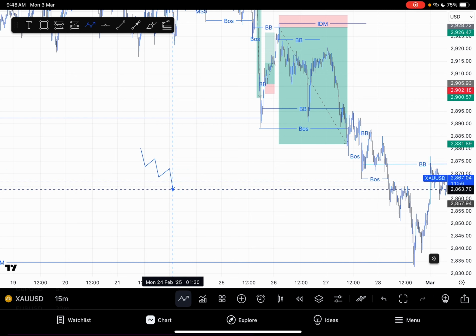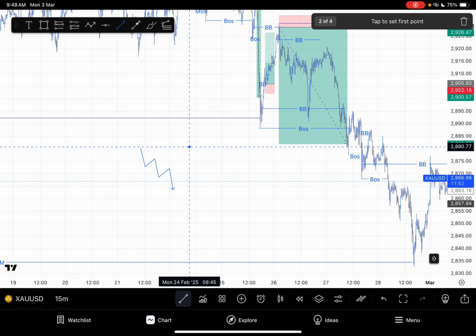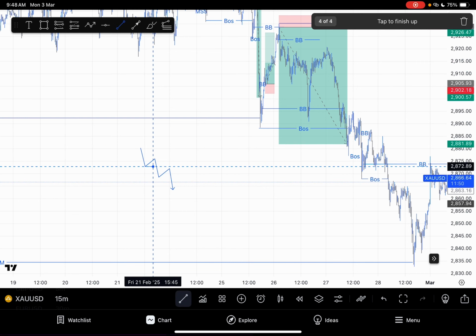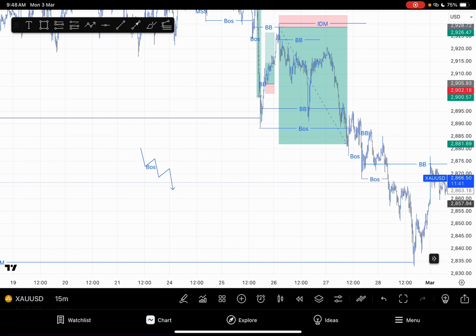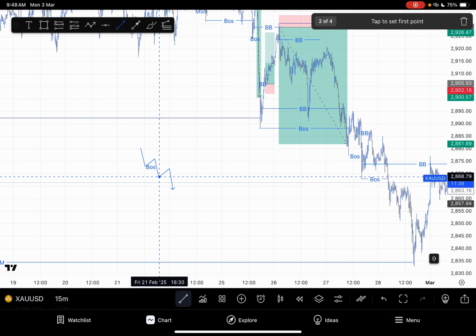So, if you see price moving in this direction, breaking below every previous low in a downtrend, this is a break of structure to the downside. And also, this is a break of structure.